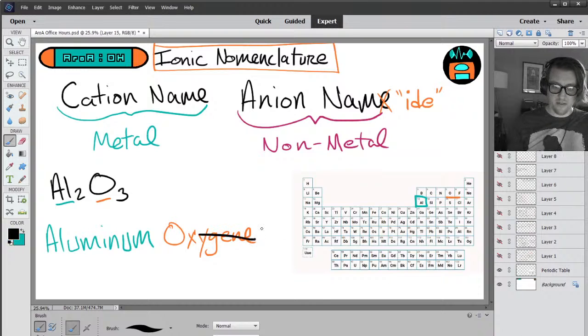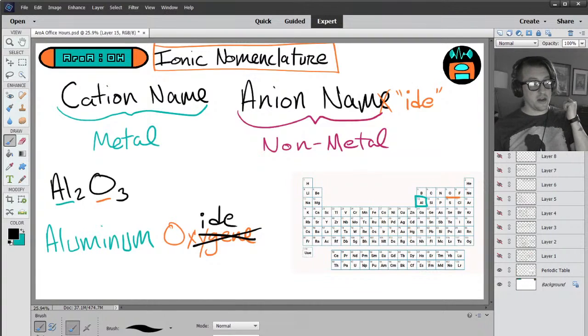But again, we chop off the end, add "ide." So the name of this ionic compound is aluminum oxide. All right? Aluminum oxide.